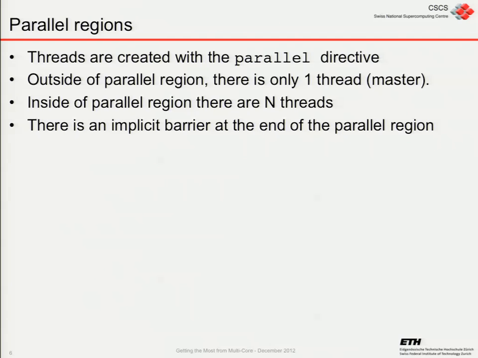Threads are created with the parallel directive. So outside of the region, there is only one thread, the master thread. If you've compiled serial code, you've still got that one thread running through. So it's the master thread. Inside a parallel region, we'll have n threads, whatever n happens to be. At the end of a parallel region, there's an implicit barrier. Everything has to finish before we close down the region.